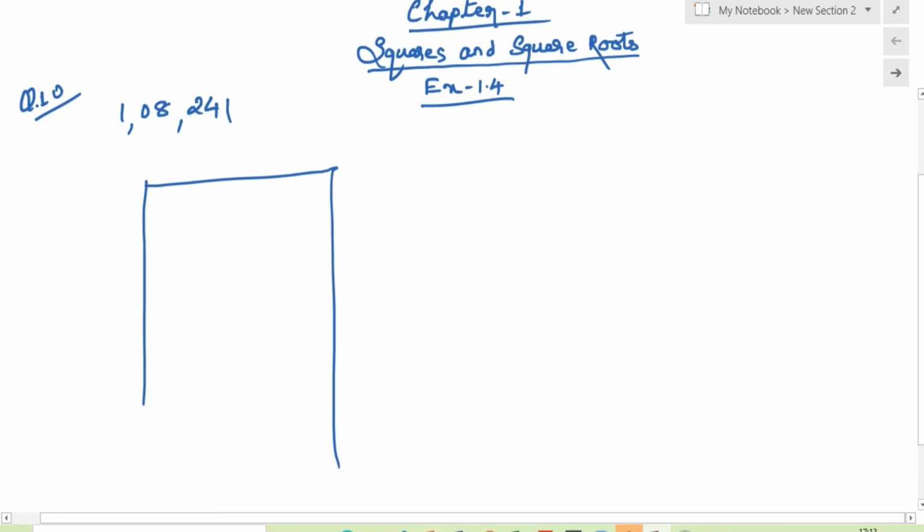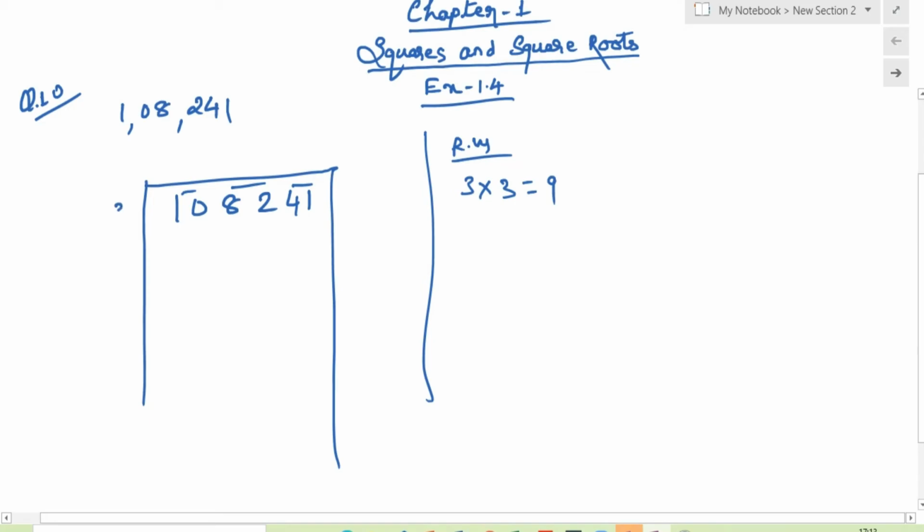Next question is 1,08,241. So again we will keep it inside the box, that is 1,08,241. Now 41 will be one pairing, 82 will be one pairing, 10 will be one pairing. Again we will go ahead with the rough part, and we know that 3 3s are 9. We can go ahead with this, so we'll write down 3 3s are 9. Now 10 minus 9 is 1, 3 plus 3 is 6, one digit will be vacant, 82 will come down.